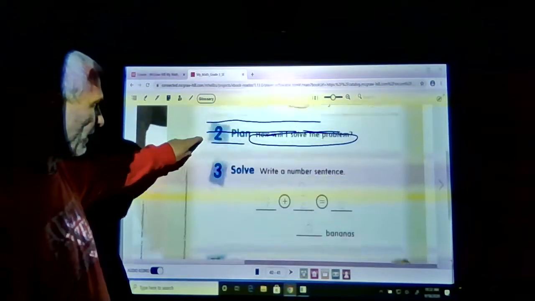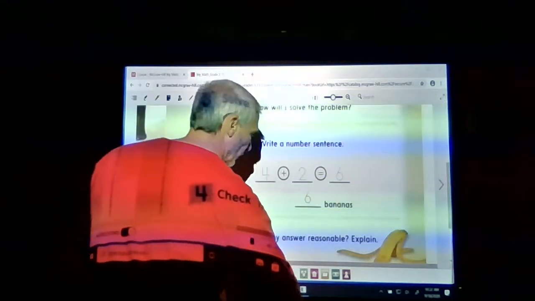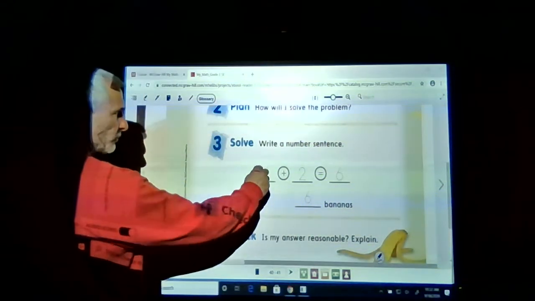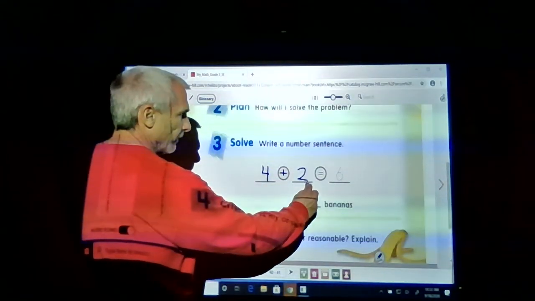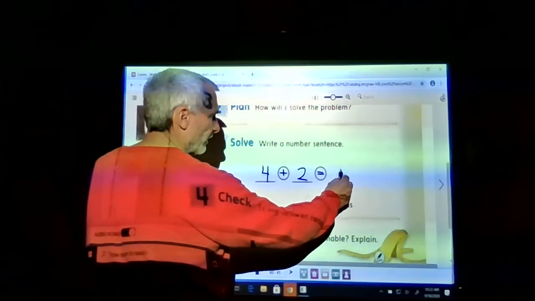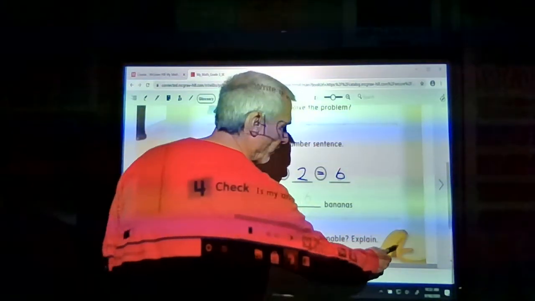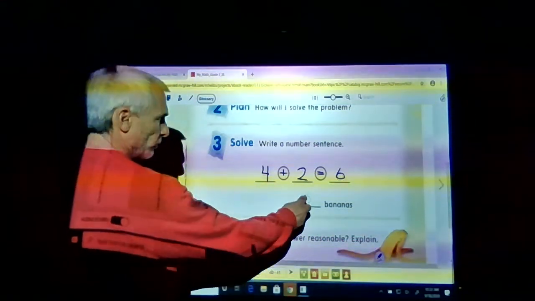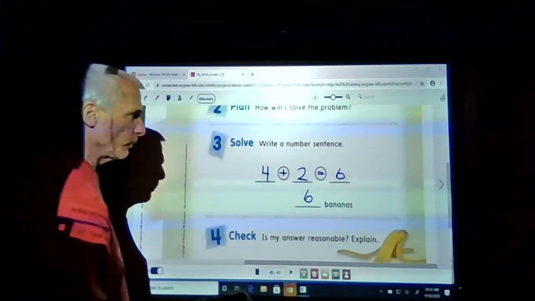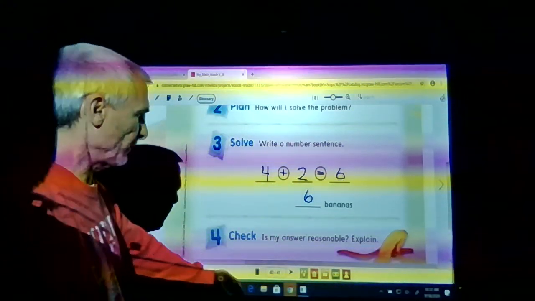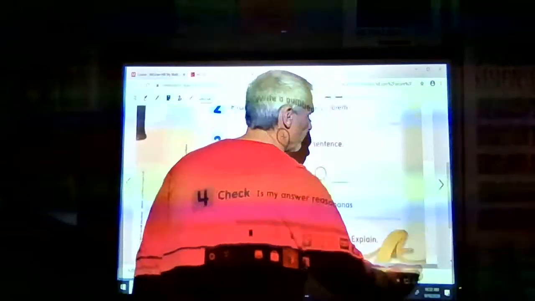So let's make a plan. And the plan would be to add 4 of the students plus 2 more join them. Well, how many students are there? 6. And it says every one of them had a banana. They all had 1 banana. So how many bananas? 6 bananas. Well, we're going to try a couple more here. Underline what we know, and we're going to circle what we need to find.